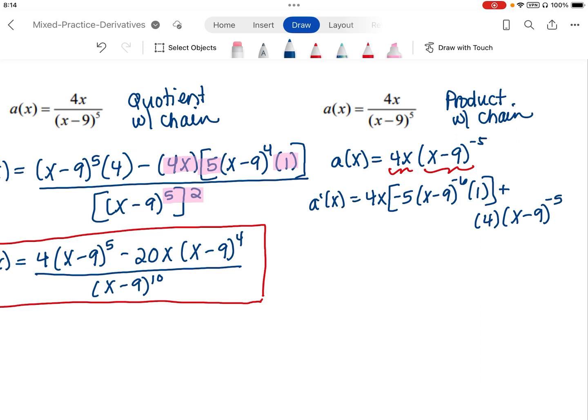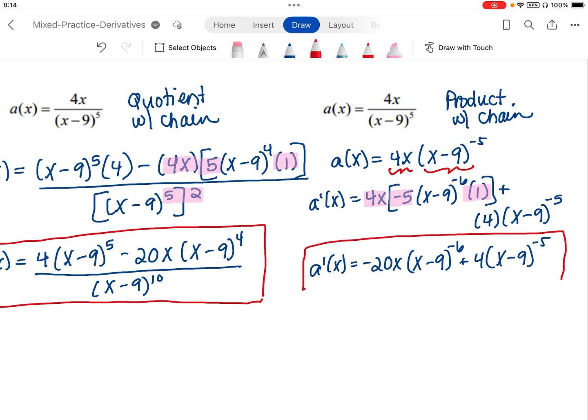Okay, and then I'm going to clean this up a little bit. I can multiply the -5 with the 4x with the 1. So I can say a prime of x is -20x times (x minus 9) to the -6 plus 4 times (x minus 9) to the -5. Okay, and then if I did it this way, this would be how I would write my answer.